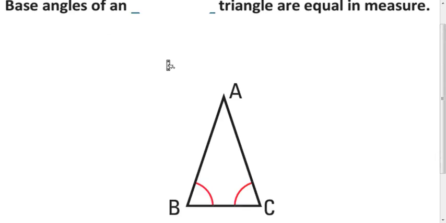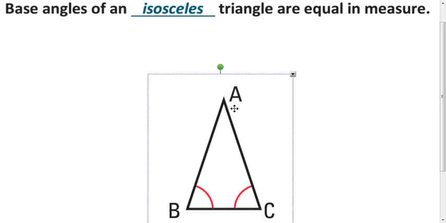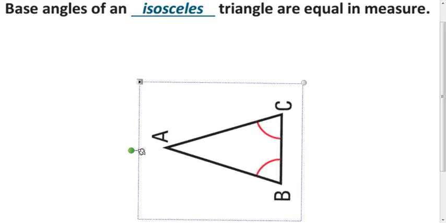In an isosceles triangle, what do you know about the base angles? They are congruent. They're equal in measure. So remember, the base doesn't have to be on the bottom. You could have this going sideways, and B and C would still be considered base angles.